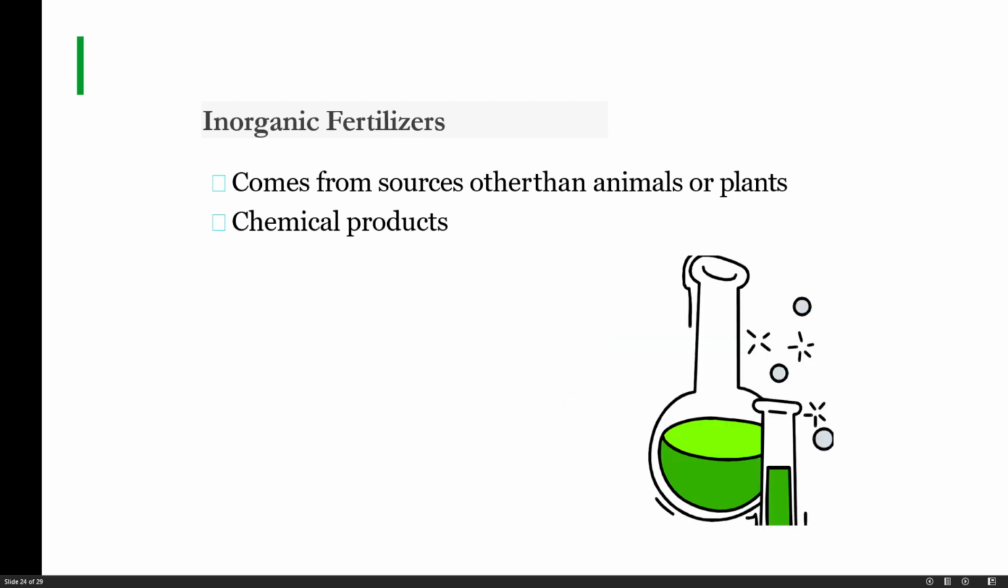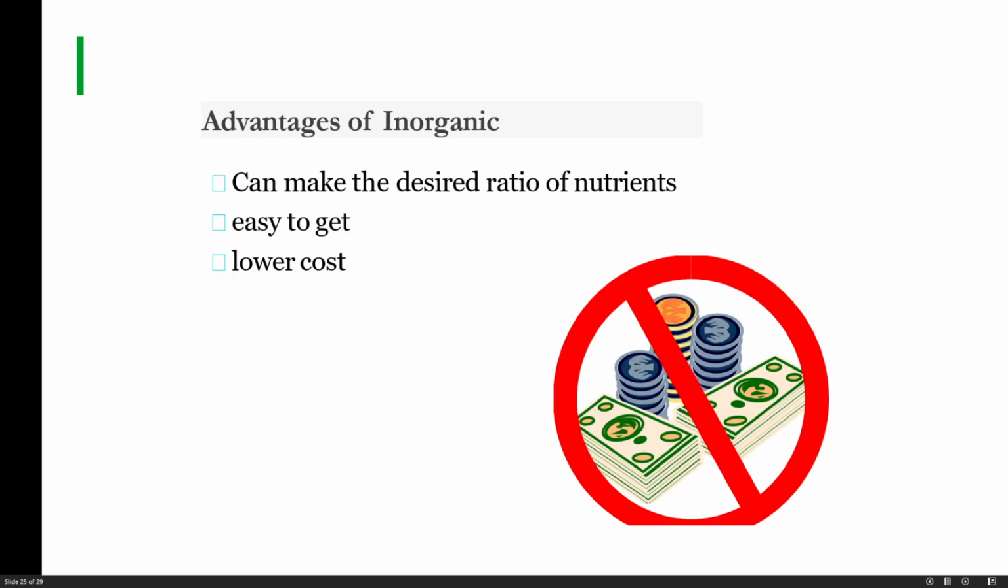Inorganic fertilizers come from sources other than animals or plants. So it is a chemical product. Yun nga lang, dahil marami at madaling gumawa niyan, it is easy to get and medyo mas mura siya. Okay? And also, you can make the desired ratio of the nutrients. Kontrolado, kumbaga. Yun yung ikinaiba niya.